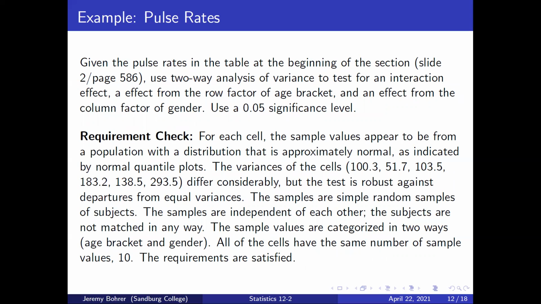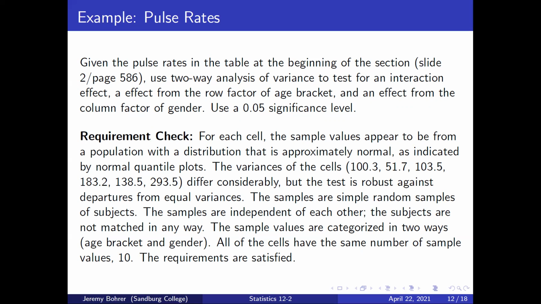Given the pulse rates in the table at the beginning of the section, slide 2, page 586, use two-way analysis of variance to test for an interaction effect, an effect from the row factor of age bracket, and an effect from the column factor of gender. Use a 0.05 significance level.